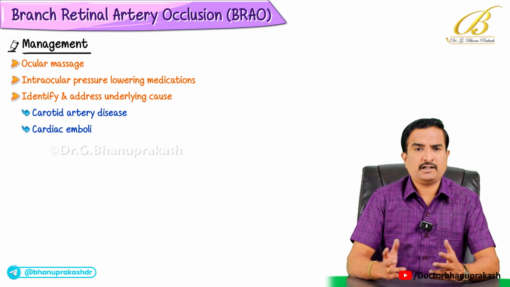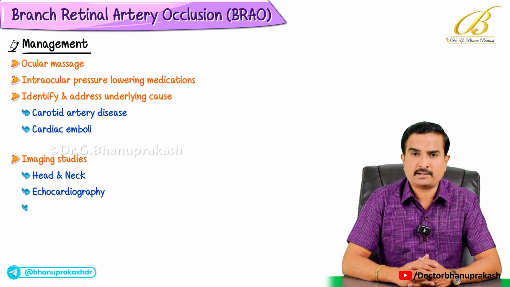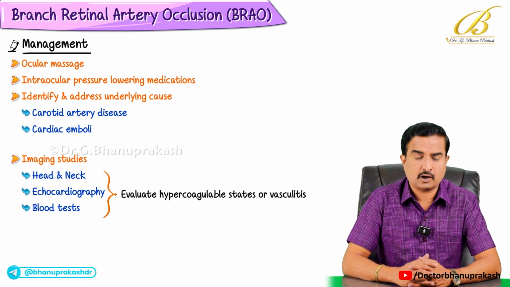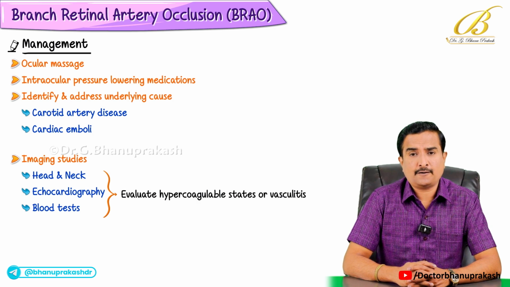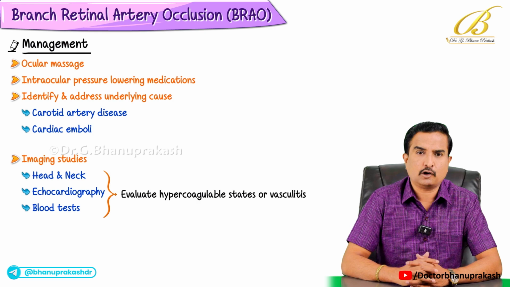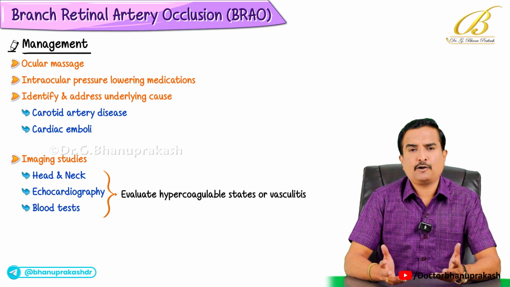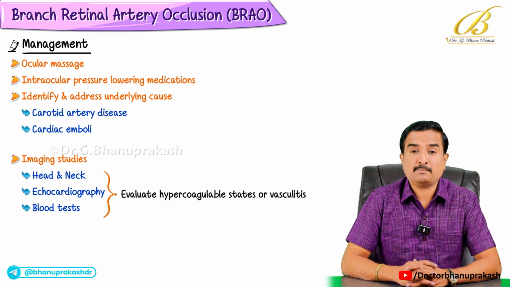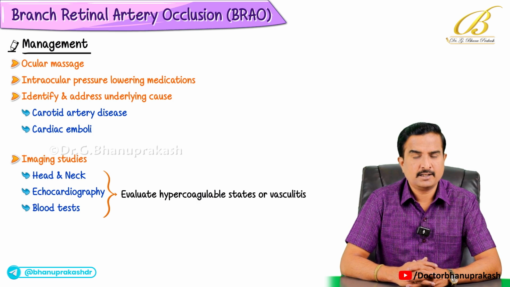That's the reason a detailed workup may include imaging studies of the head and neck, echocardiography, and blood tests to evaluate for hypercoagulable states or vasculitis. Follow-up with an ophthalmologist is often necessary to monitor for potential complications including retinal neovascularization. By addressing the underlying etiology and providing appropriate care, the risk of further vision loss or systemic complications can be minimized. So this is what we need to know about all the important points regarding branch retinal artery occlusion.